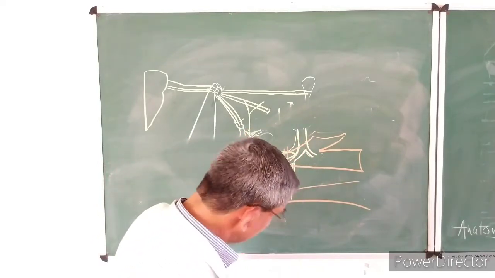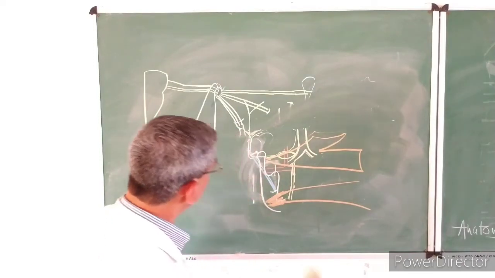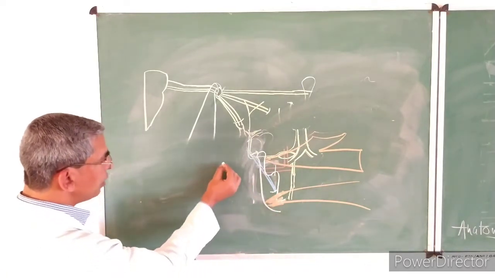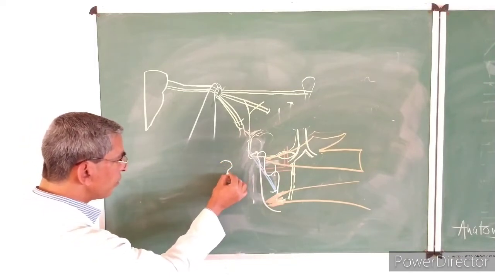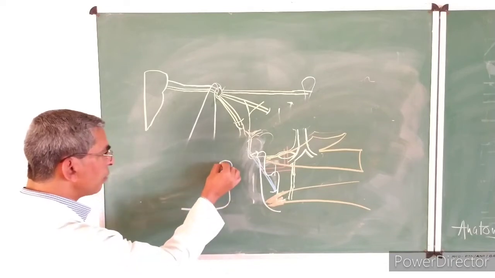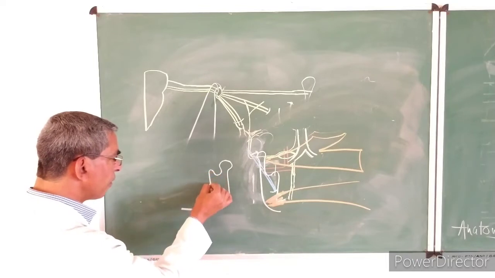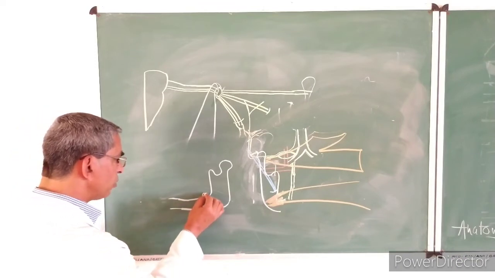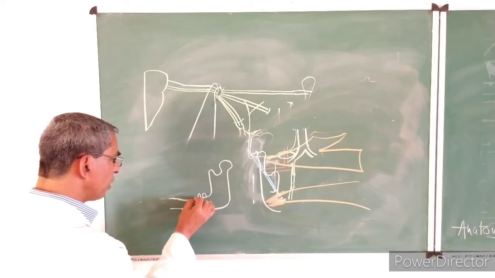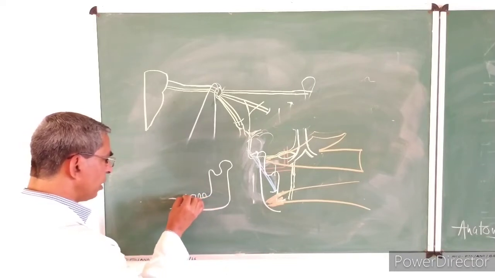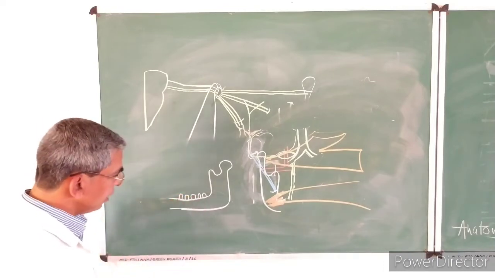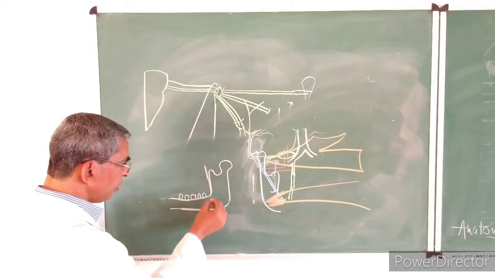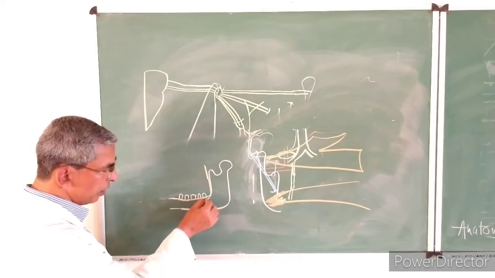Clear? If you see here, I am drawing the inner side of the mandible, like this. This is the third molar tooth, second molar tooth, and the first molar tooth, then the premolars, second and first. So this nerve descends downward like this. It passes just behind the third molar tooth here.